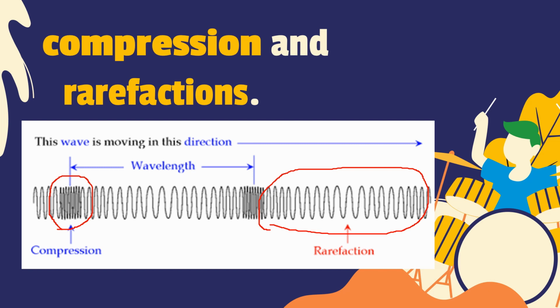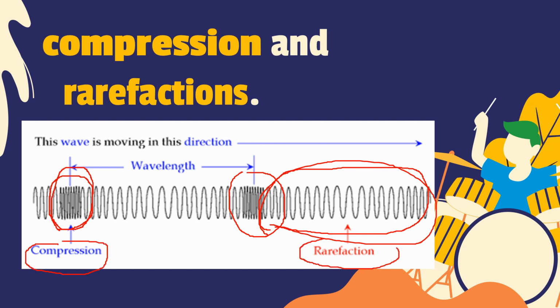So, ibig sabihin, ang isang longitudinal wave ay binubuo ng isang compression at isang rarefaction. Ang isang compression at ang isa pang compression ay equivalent sa isang wavelength ng longitudinal wave. So, since ang sound ay isang longitudinal wave, ibig sabihin ang sound wave ay merong compression at meron din siyang rarefaction.